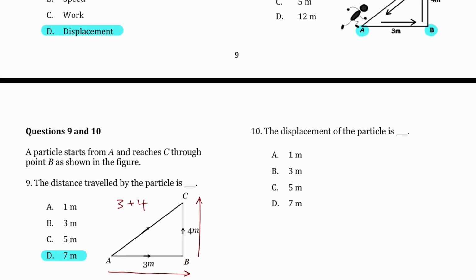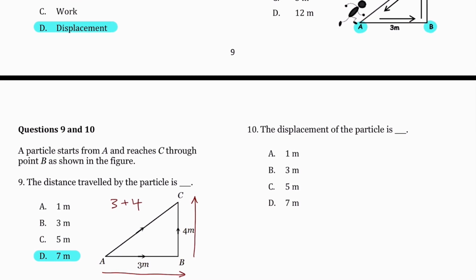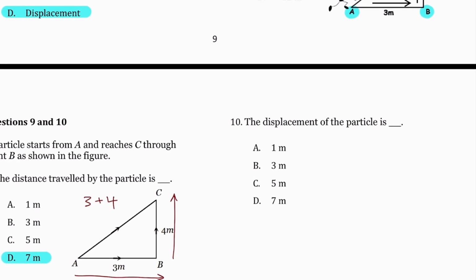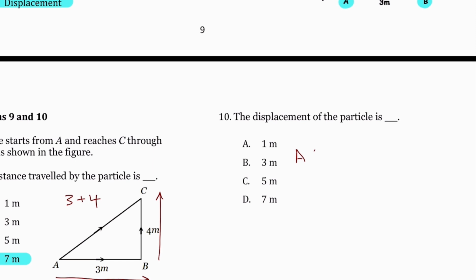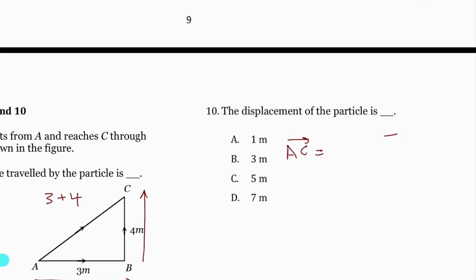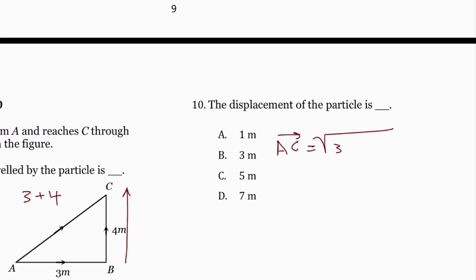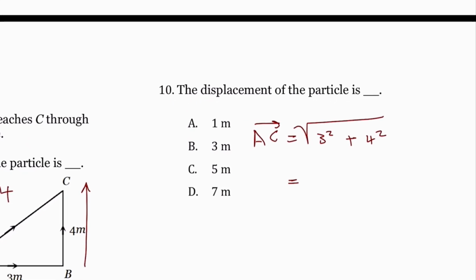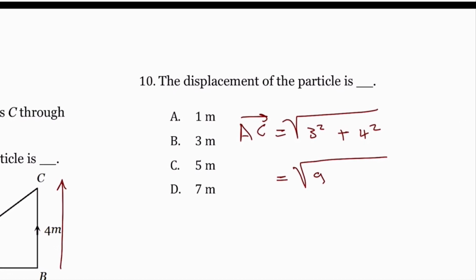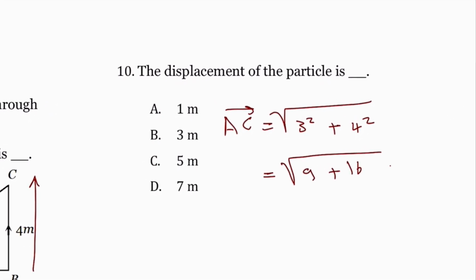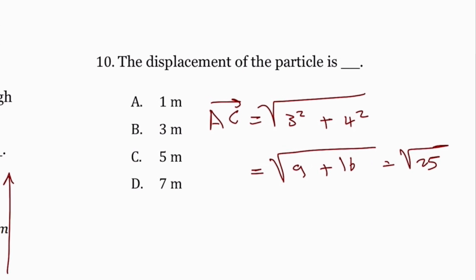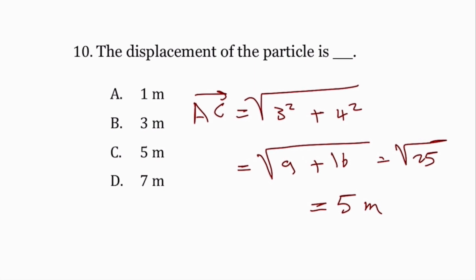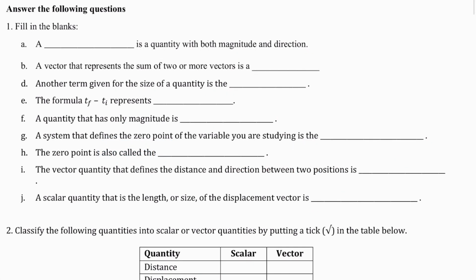10. The displacement of the particle is, the displacement here in this question we need to use the Pythagorean theorem. That means AC is equal to the square root of 3 squared plus 4 squared. 3 squared is 9 plus 4 squared is 16. That means the square root of 25. So the answer is 5 meters. So it's C, 5.